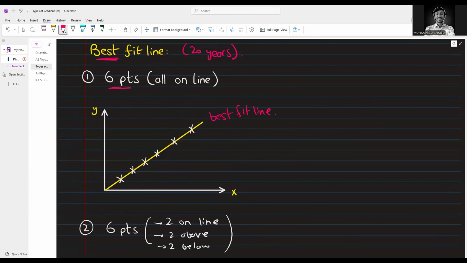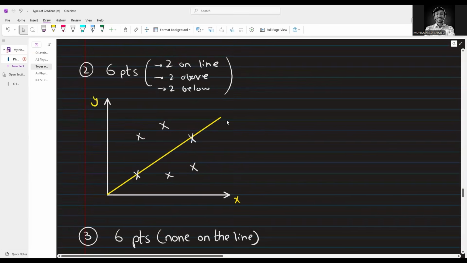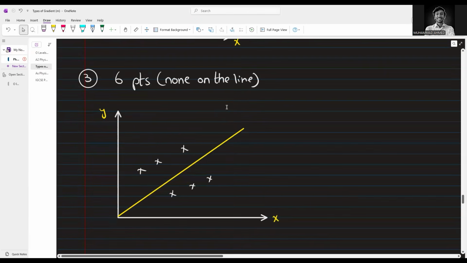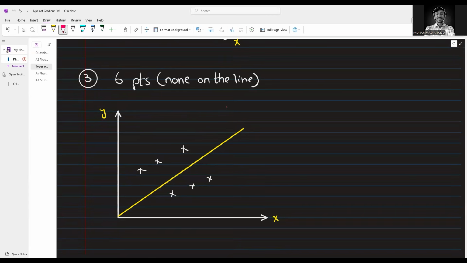सिंपल. अच्छा जी. अब एग्जामिनर ने आपको अगर 6 पॉइंट्स दिए हैं, only 2 are falling on a line, what will you do? You connect the two with the line. 2 points above the line, 2 points below the line. अब लेट से एग्जामिनर ने आपको 6 पॉइंट्स दिए हैं और कोई भी पॉइंट ऐसा नहीं है जो लाइन पे लाई कर रहा है. सो 3 पॉइंट्स above the line, 3 points below the line.